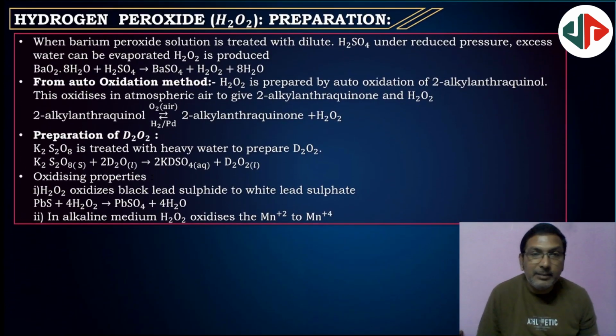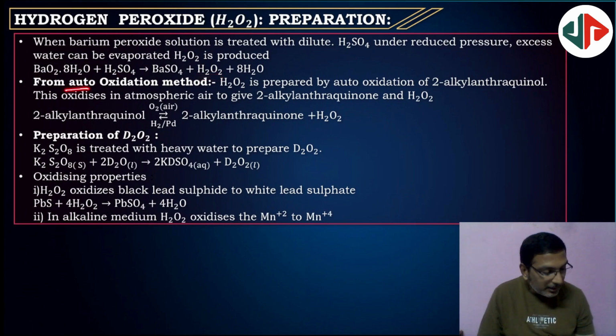Next, hydrogen peroxide preparation. Simple preparation: barium peroxide reacts with dilute H2SO4. Barium peroxide, BaO2, reacts with H2SO4 to form H2O2.